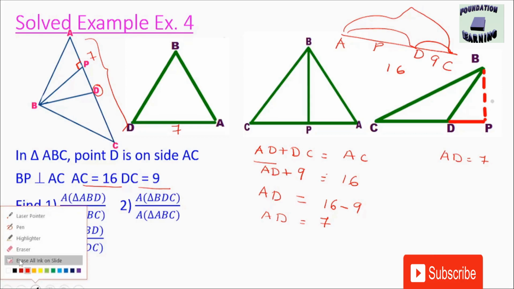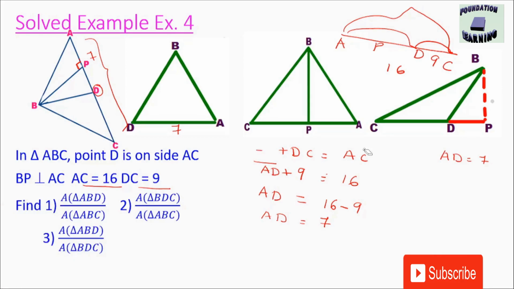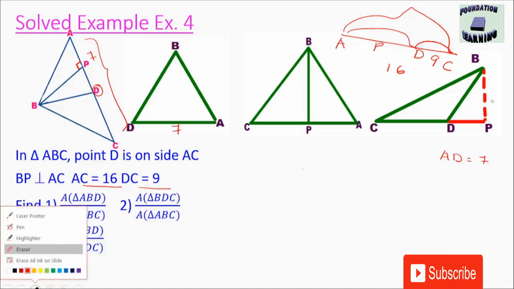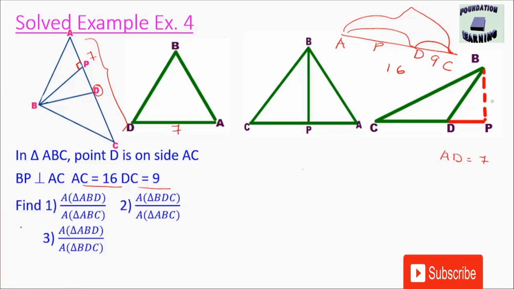What are the ratios which are required? Area of triangle ABD upon area of triangle ABC. The second ratio which we have to find is area of triangle BDC upon area of triangle ABC. And the third one is area of triangle ABD upon area of triangle BDC.